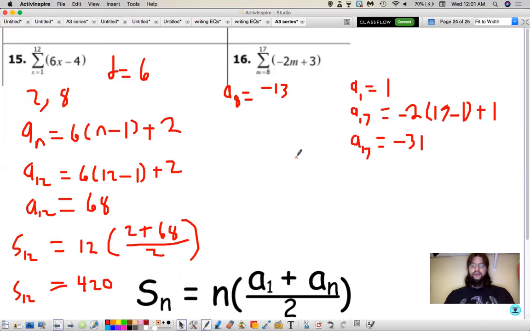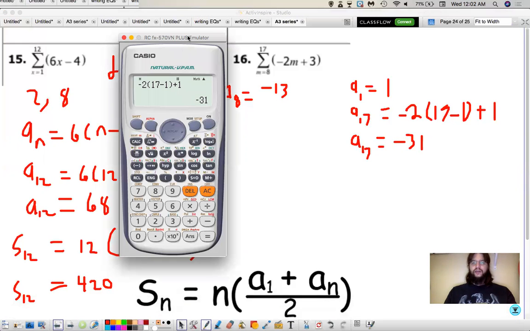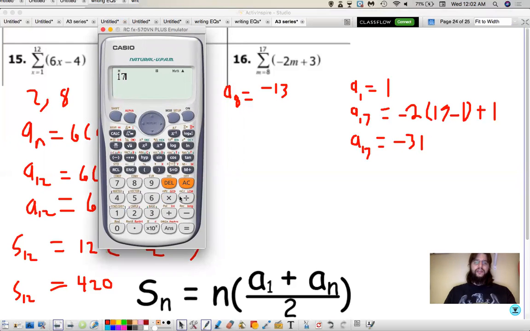I'm thinking here for a second. Hang on. I think what we need to do is count the A8, right? So A8, 9, 10, 11, 12, 13, 14, 15, 16, 17. There's actually 10 numbers. So if we need to find out how many numbers there are, we do 17 minus 8 plus the 1 we started with, 10.